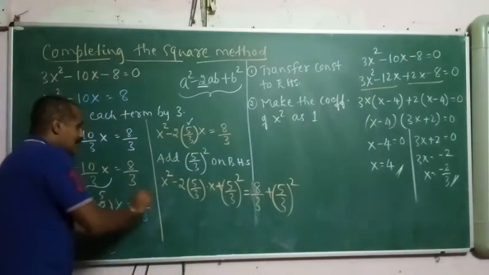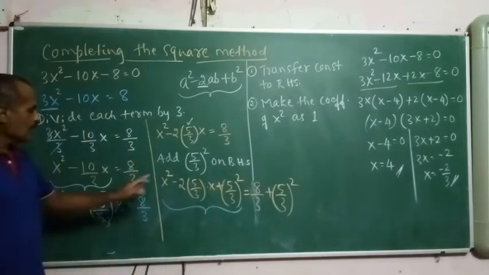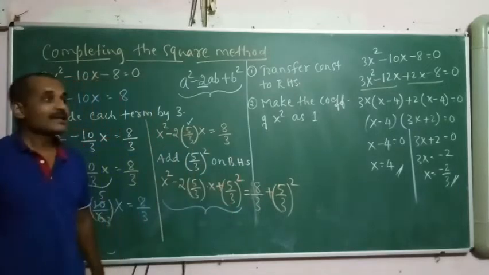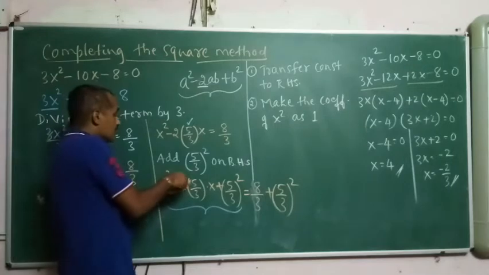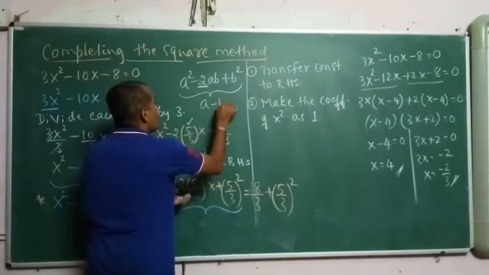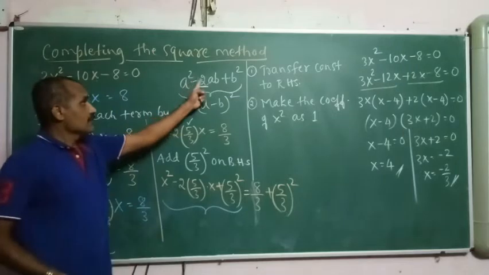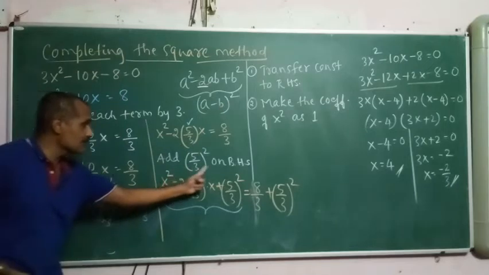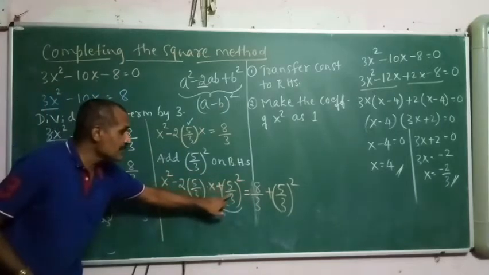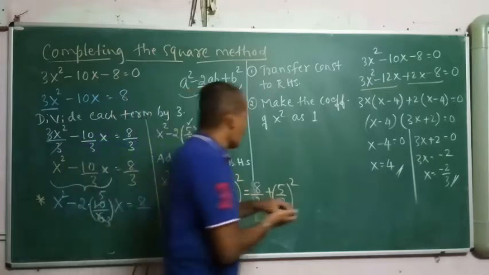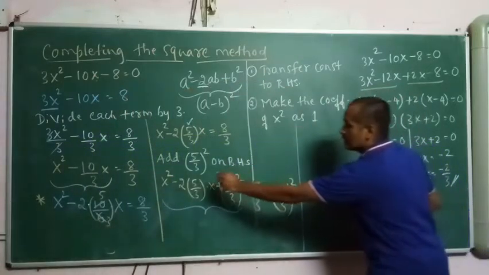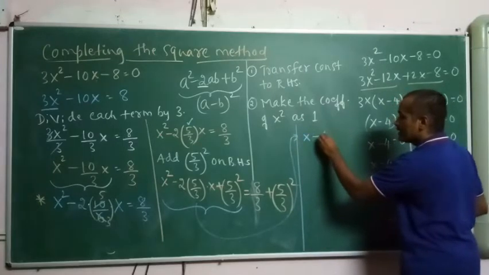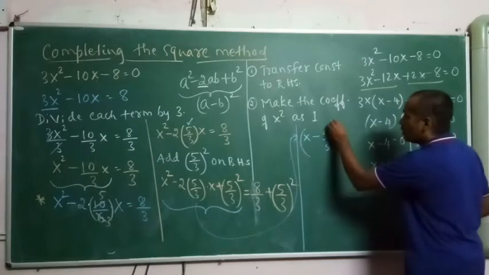Now you see this entire expression: a square minus 2ab plus b square. This is the expanded form. The short form of this is a minus b the whole square. I know that this is a, this is b. A minus b the whole square. Let me write it like this: x minus 5 by 3 the whole square.